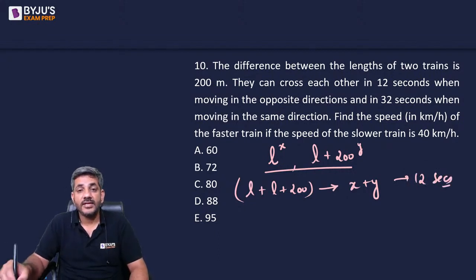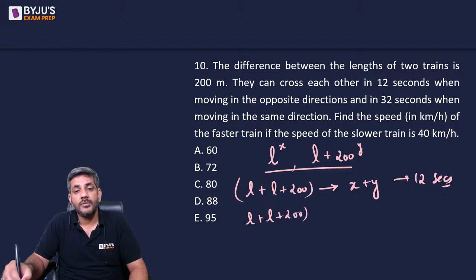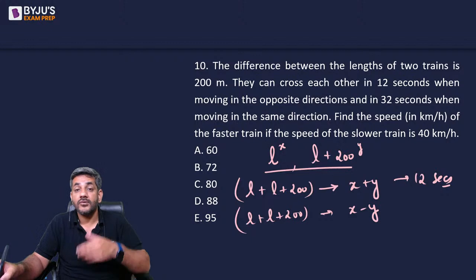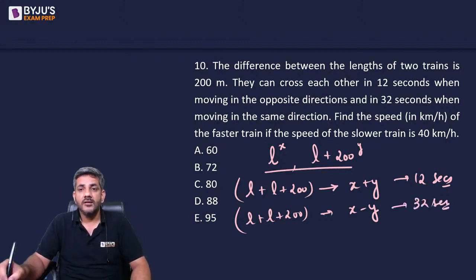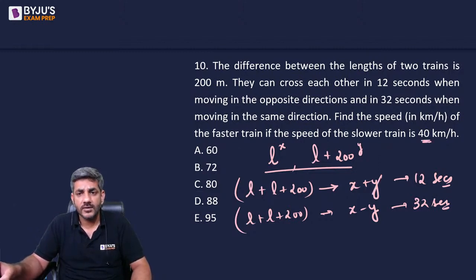And in 32 seconds when they are moving in the same direction, once again they would be covering L plus 200, but at the speed of x minus y, because same direction means the speed should be subtracted. The question says find the speed of the faster train if the speed of the slower is 40. So the slower one is 40. So let's take this as 40. So what is the faster one?